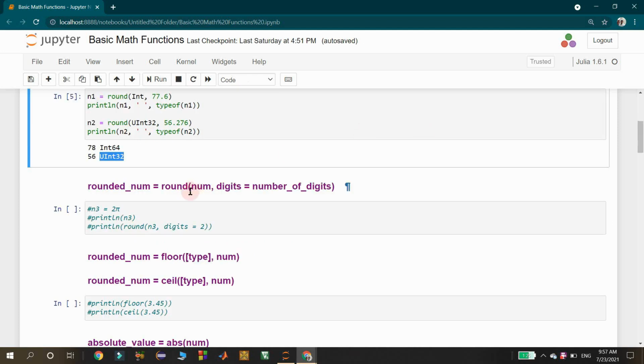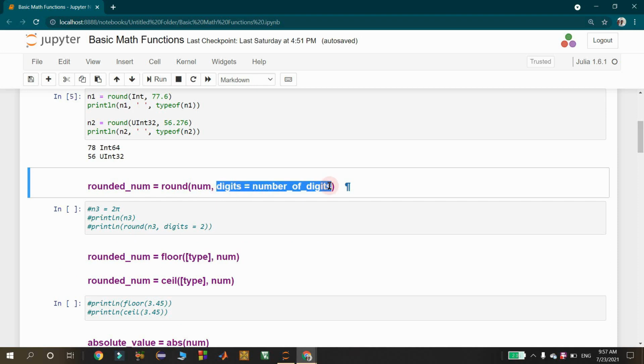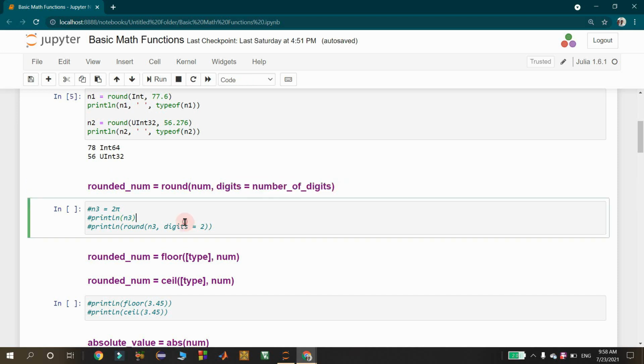So next I am considering the round function with a keyword argument, that is digits. With the keyword argument digits, the round function rounds the number to the specified number of digits after the decimal place. Here as an example I am considering a variable n3 which is holding the value 2π, where 2 is nothing but a numeric literal coefficient, and π is nothing but the constant with a value 3.14 something. Then how can we use the symbol π here?